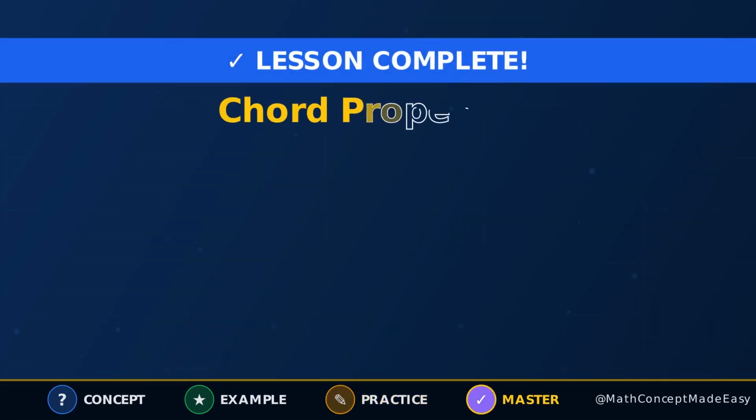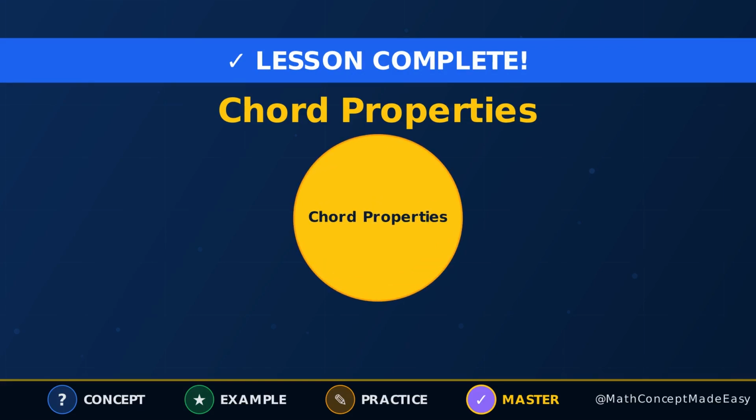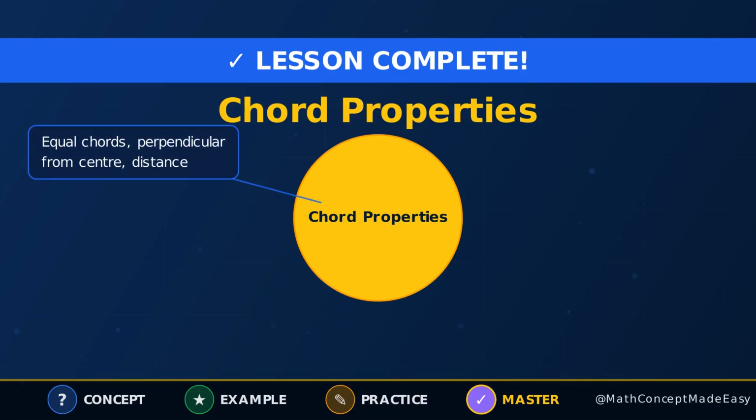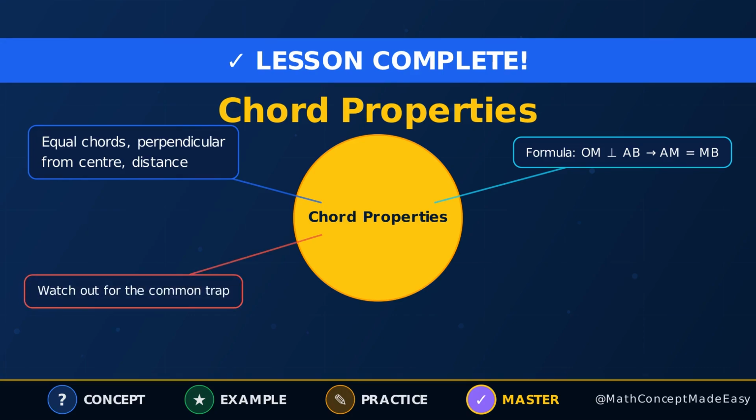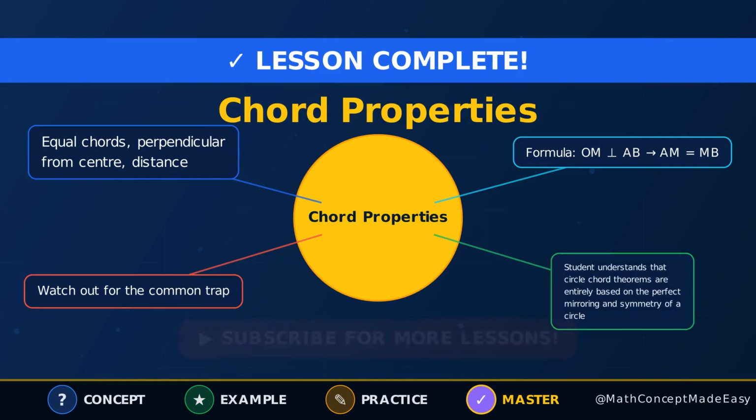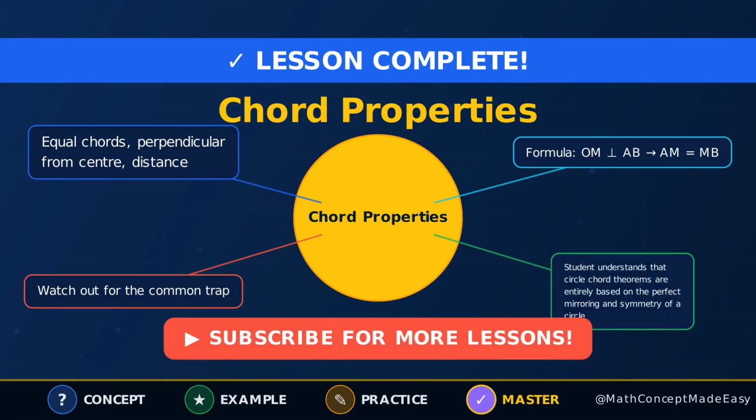Let us bring today's lesson together in one picture. At the center of everything sits chord properties. We explored equal chords, perpendicular from center, distance. The one formula to remember is: if a line from the center is perpendicular to a chord, it perfectly cuts that chord in half. Watch out for the common trap we discussed. And remember our goal: students understand that circle chord theorems are entirely based on the perfect mirroring and symmetry of a circle. Next lesson: angle subtended by arc, inscribed angle theorem, angle at center versus circumference.